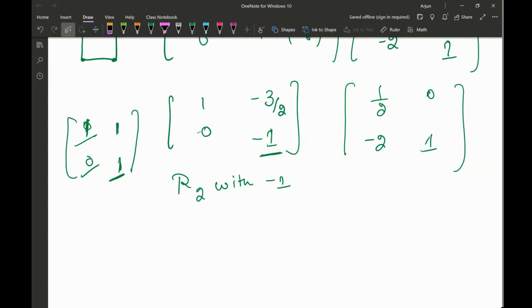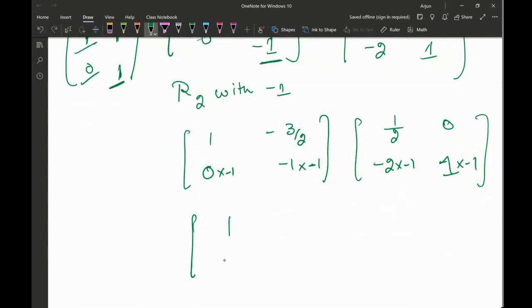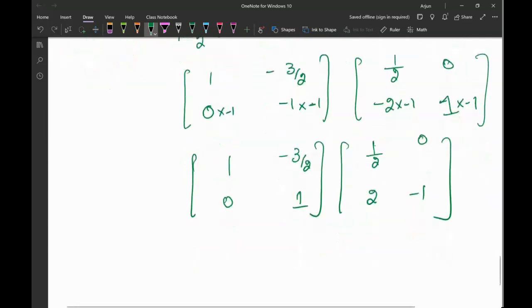So R2 with -1. If I multiply R2 with -1, 1 minus 3 over 2, 1 times 0 times 0 times -1, here minus 1 times -1, and here it will be 1 over 2. This is minus 2 times -1, 0, and my 1 times -1. All right, so this will become 1, 0, minus 3 over 2. This will be 1. And then this is 1 over 2. This is 2. This is 0. This is -1. All right, we got these numbers.